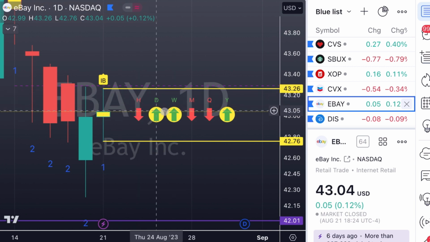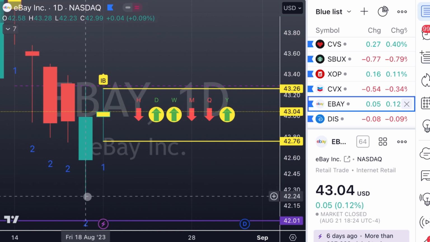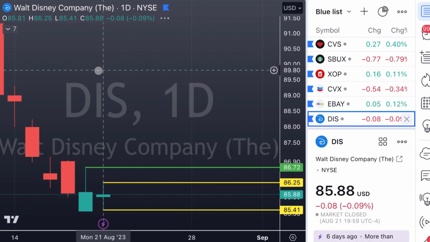We look for calls at 43.26, puts at 42.76, and the targets are just like we talked about earlier. If you're going to the downside, it's just the low of the preceding wick. If you're going to the upside, it's the high of the preceding wick. This one's pretty tight. The next 2, 3, 4 are right here. So that's eBay. We move on to Disney.